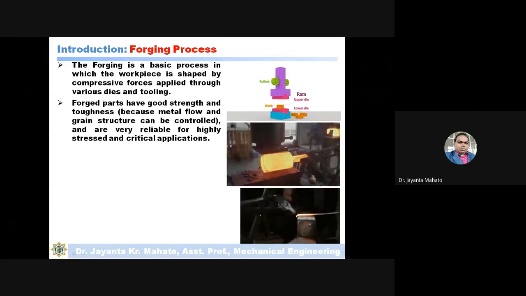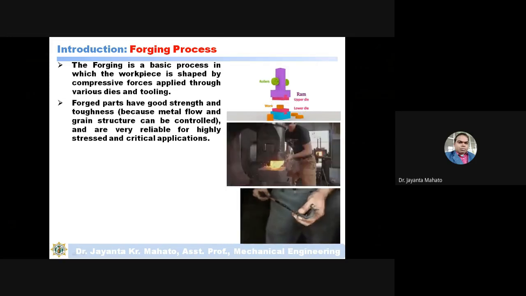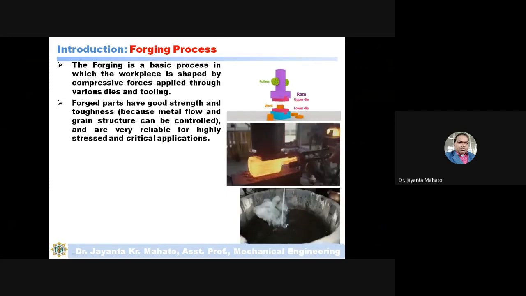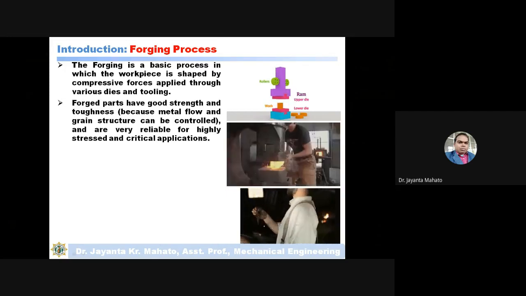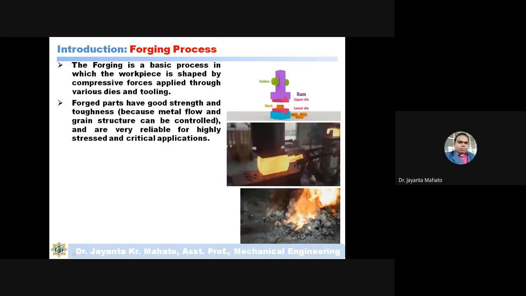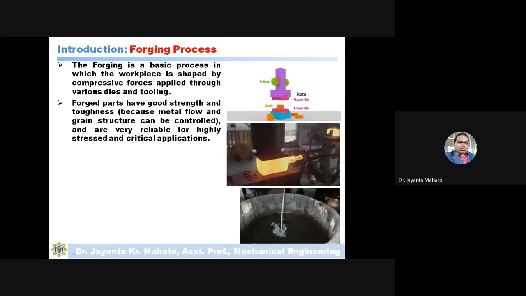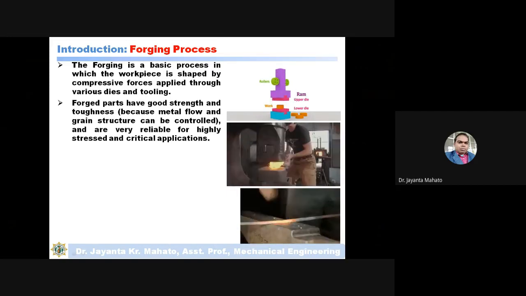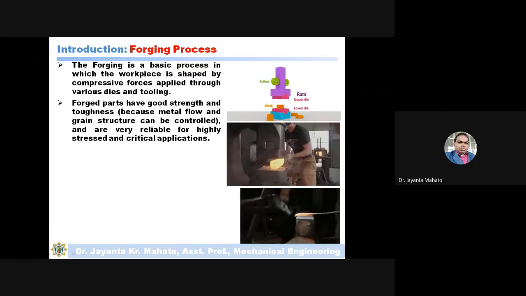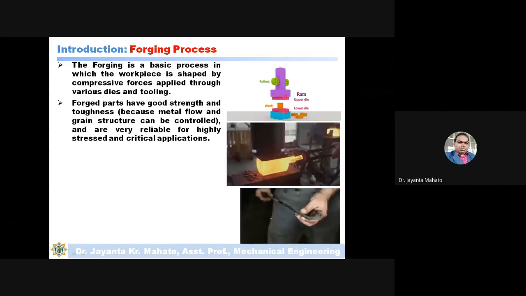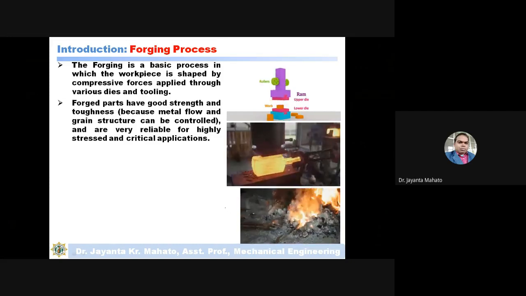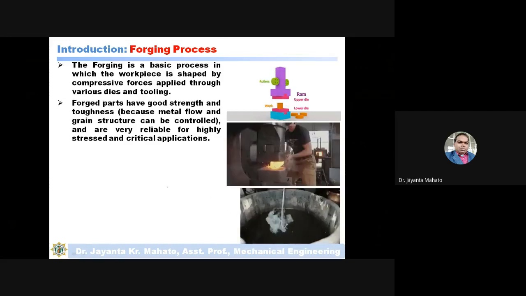The third image is a blacksmith workshop. Here we see how they deform the material in the blacksmith workshop. They heat the material and, with the help of a hammer, apply some hammering load, and sometimes they use the anvil to get different shapes.